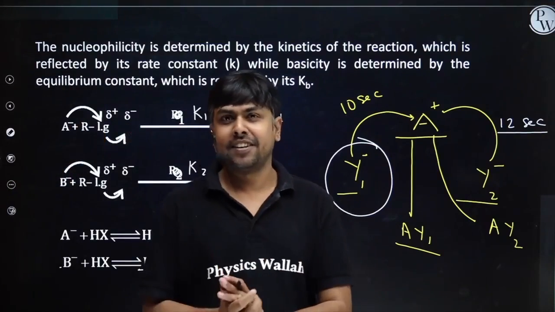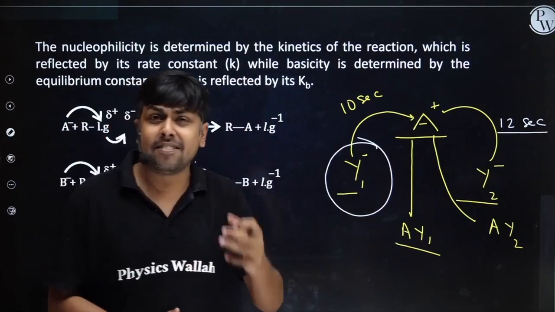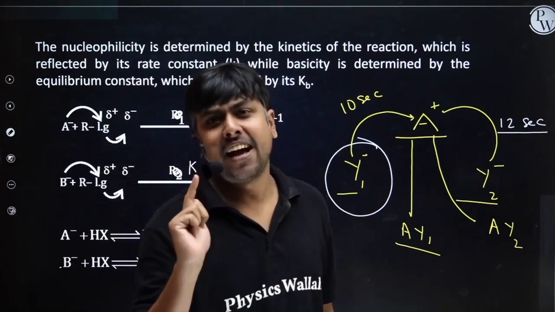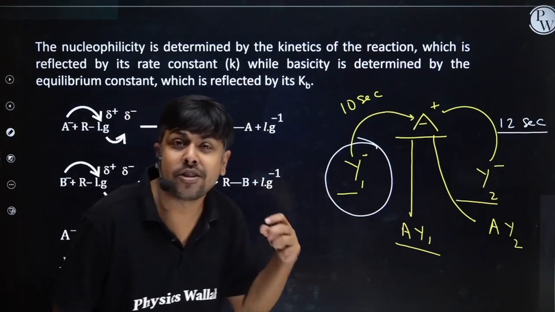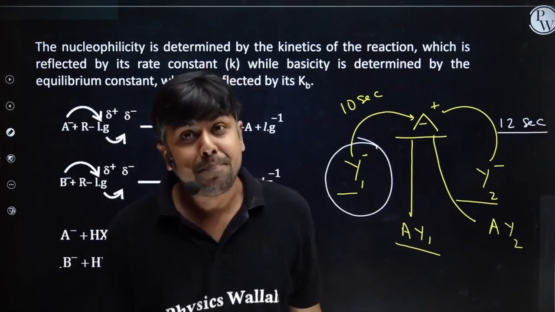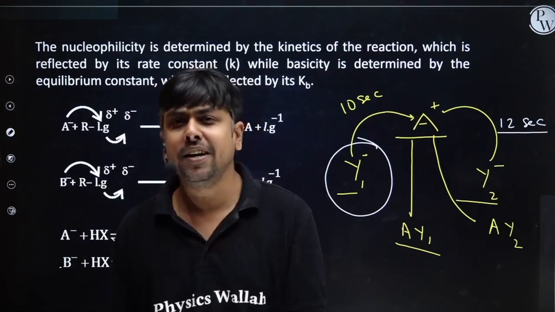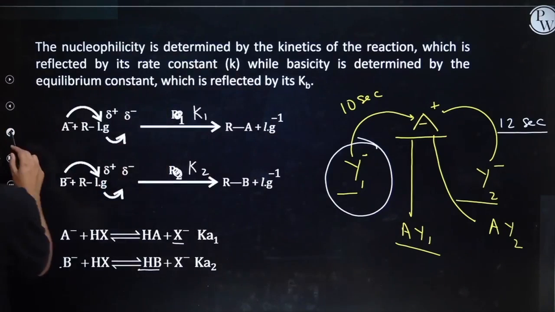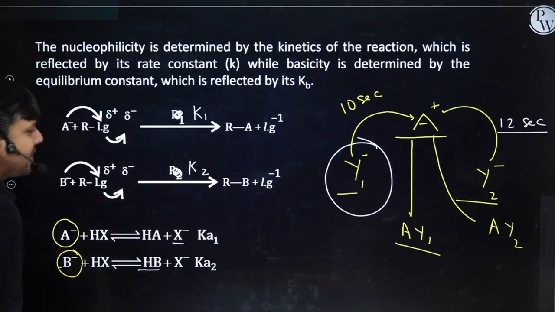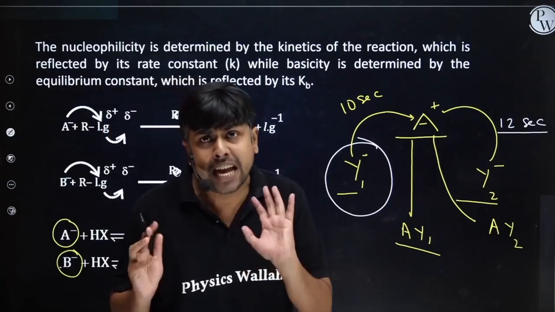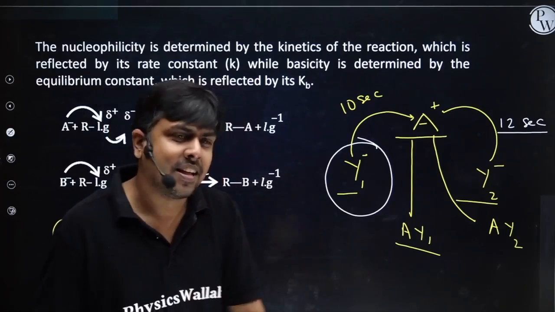How do we define it? Simply the relative tendency to snatch acidic hydrogen. The more the tendency to snatch the acidic hydrogen, the better the basic strength. Am I clear, students? Okay, I have two electron rich species, A minus and B minus. Both of them are treated with an acid HX having acidic hydrogen H plus, right?